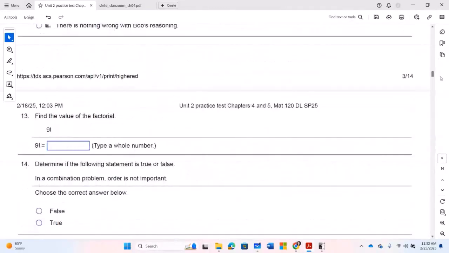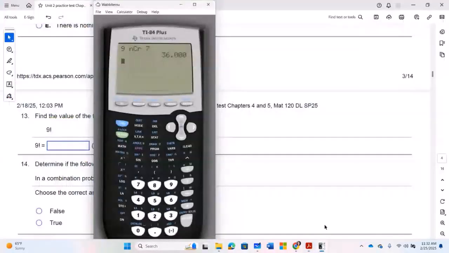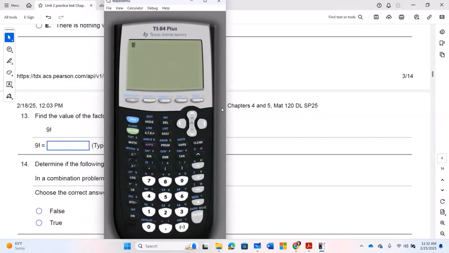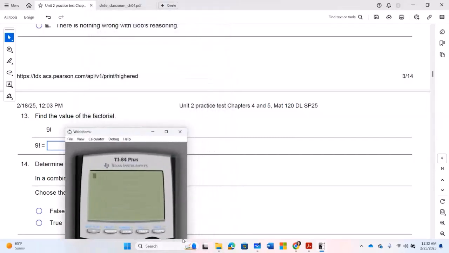Okay, well, this says 9 factorial. Remember that 9 factorial is 9 times 8 times, and so on, and you can do it with a calculator. All you have to do is put in 9, go to math, arrow to PRB. Factorial is number 4. You can do it by hand. 362,880 is 9 factorial. Okay, so that's not a big deal. I know that you should be able to calculate that.